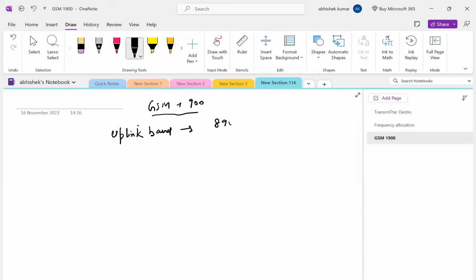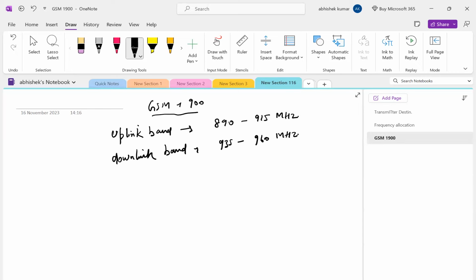Uplink band is 890 to 915 megahertz, and downlink band is 935 to 960 megahertz. Okay, these are the uplink band and downlink band.